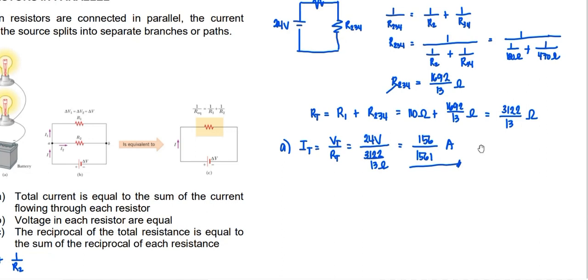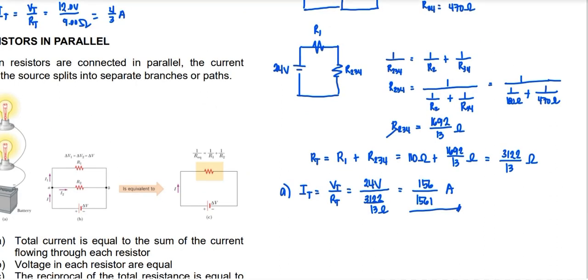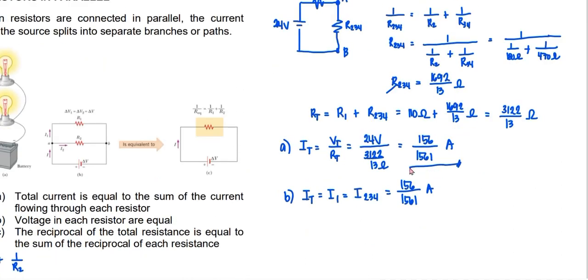And then we are to find the voltage between points A and B. So this is point A and this is point B. So basically we're looking for the voltage drop across 2, 3, 4. But since IT equals I1 equals I234, that is equal to 156 over 1561 ampere. So therefore, we can now solve for V234, which is equal to I234 times R234.